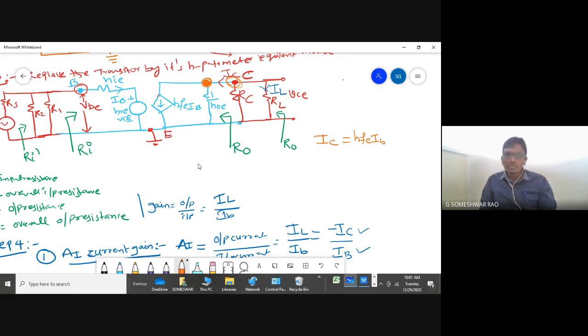This is the current source, no? So this is the current source. So HFE into IB plus, we don't know the current which is flowing through this, so make it as I here. What is I here? I is nothing but what? V by R. Yes or no? What is V here? Across a parallel circuit, V is nothing but VCE. Are you following? Yes or no? VCE by what is R? 1 by HOE.